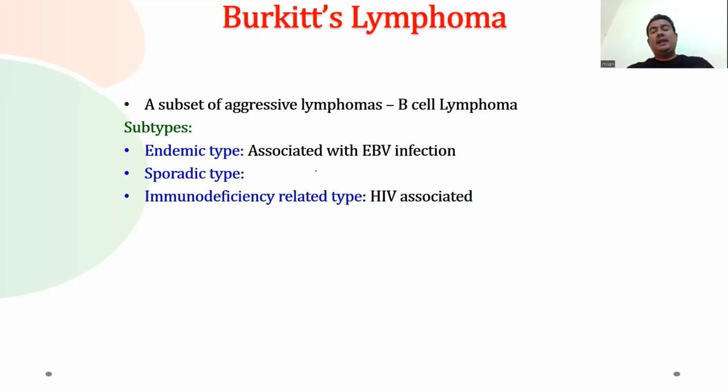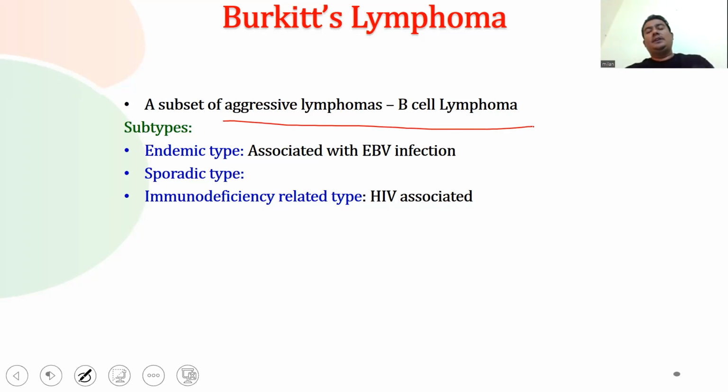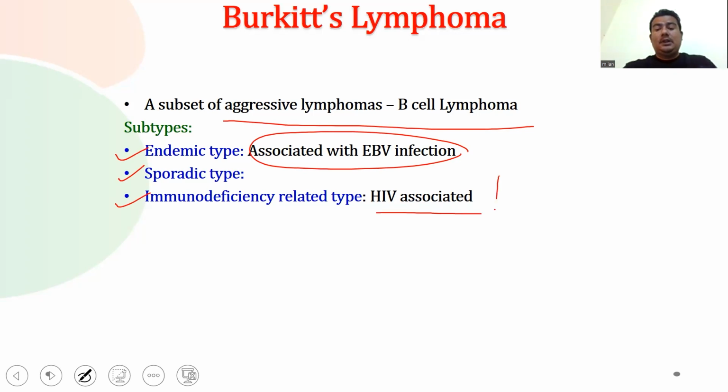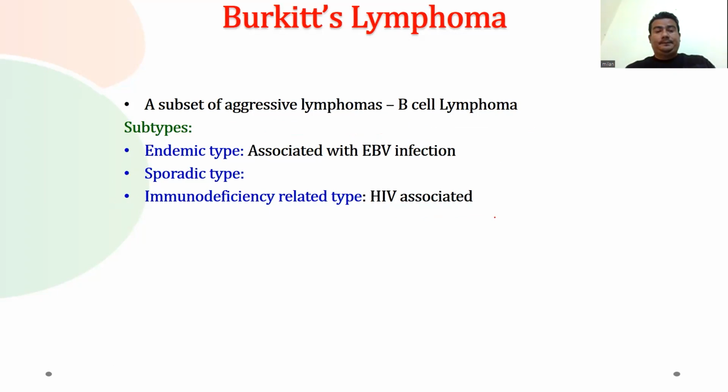So Burkitt's lymphoma is a subset of aggressive B-cell neoplasms, and it is divided into three subtypes. The endemic type of Burkitt lymphoma is almost invariably associated with Epstein-Barr virus infection. The sporadic and the immunodeficiency types might be associated with Epstein-Barr virus infection, or might not be.